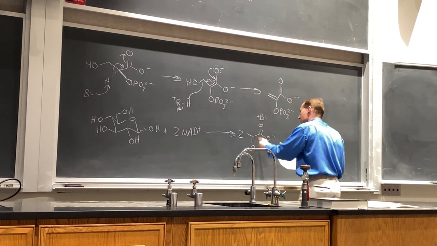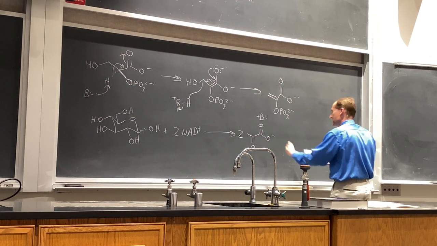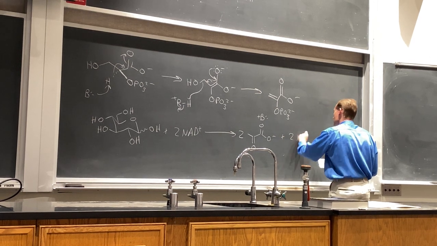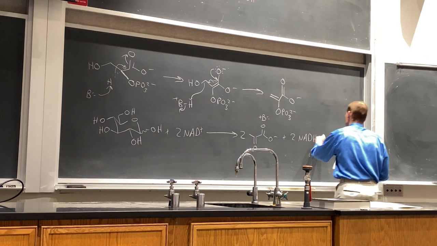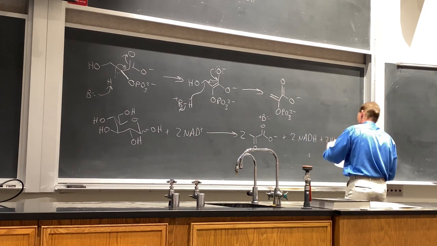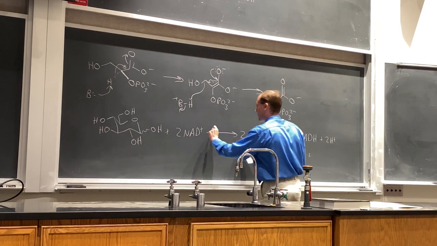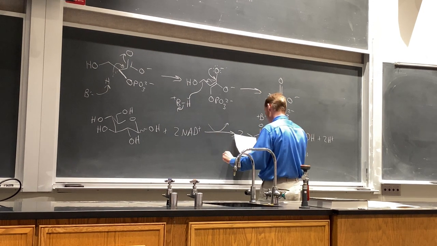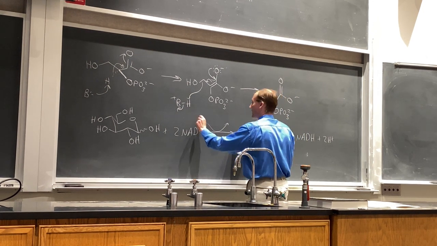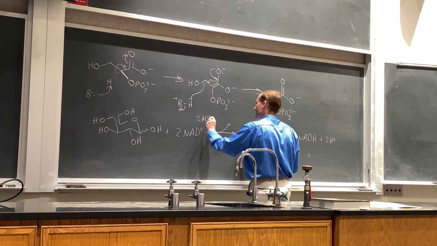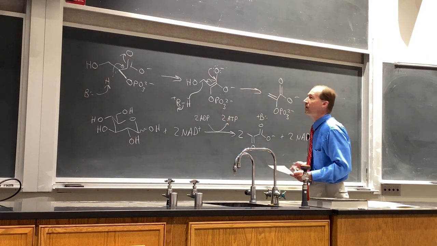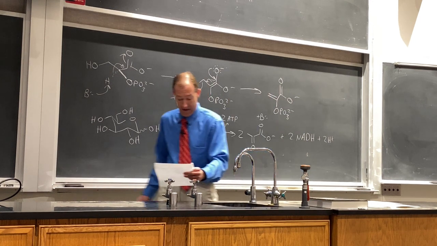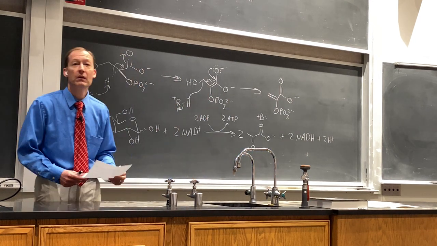Pyruvate is our alpha keto carboxylate species. We've produced 2 molecules of NADH, 2 protons that are just transferred to various spaces. And then we're going to have 2 ADPs converted into 2 ATPs. So this is our net equation for the glycolysis pathway. Okay? Any questions about that?